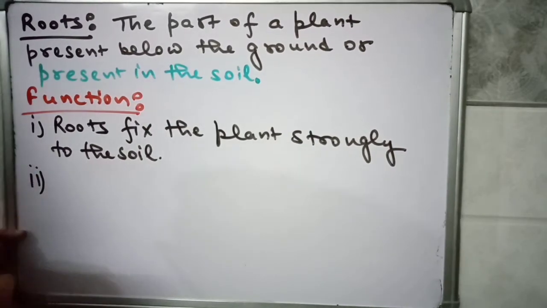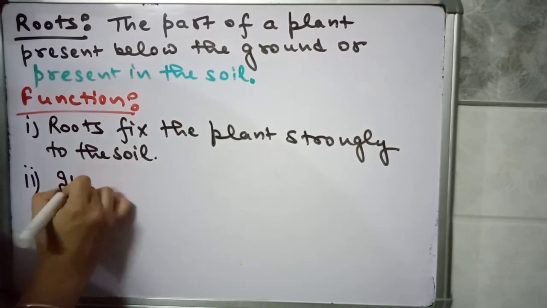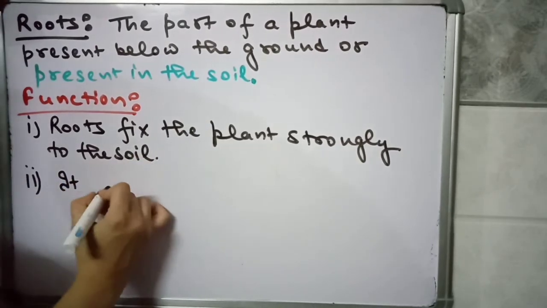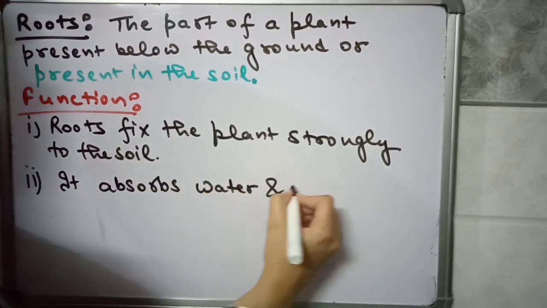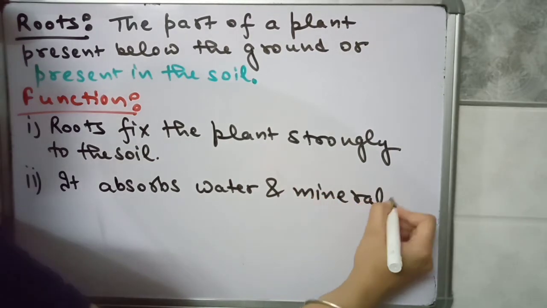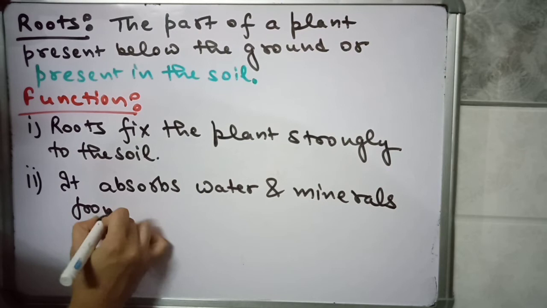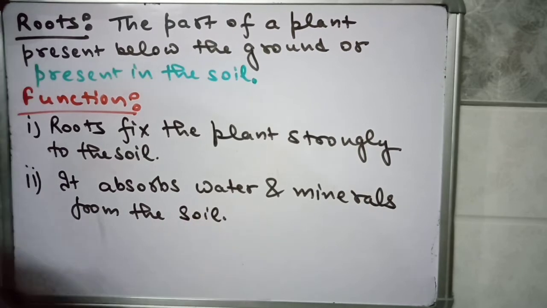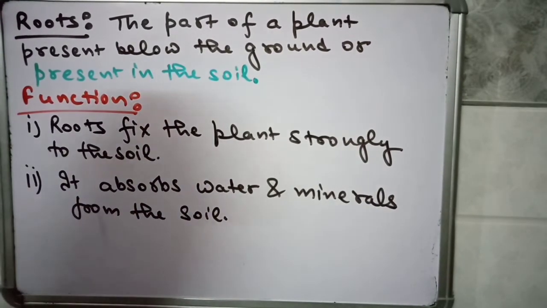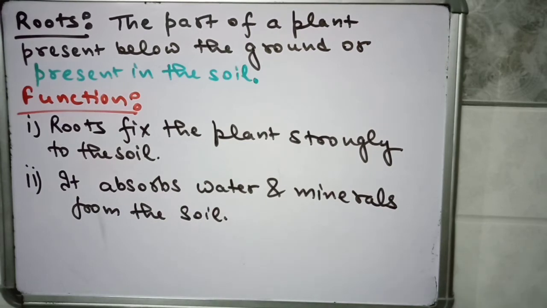Next function of the root is that roots absorb water and minerals from the soil. Students, plants need water for the process of making their own food. Also, they require minerals for producing various nutrients, for example, proteins, vitamins, etc.